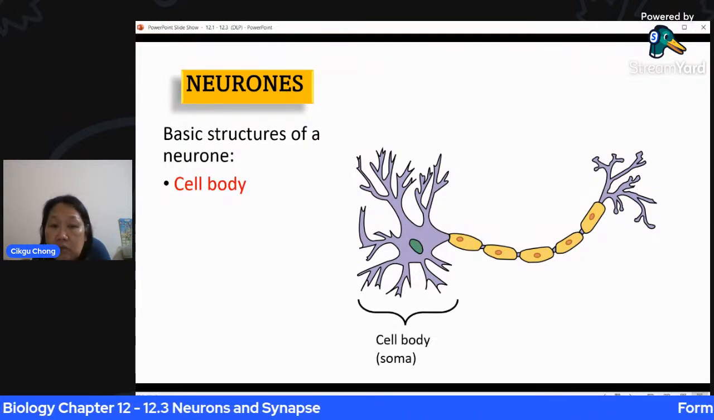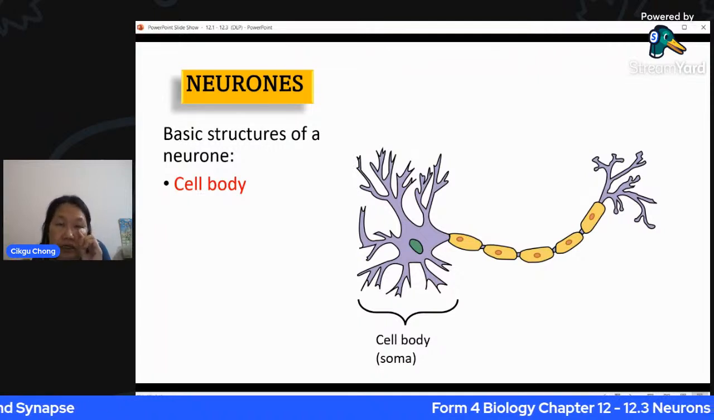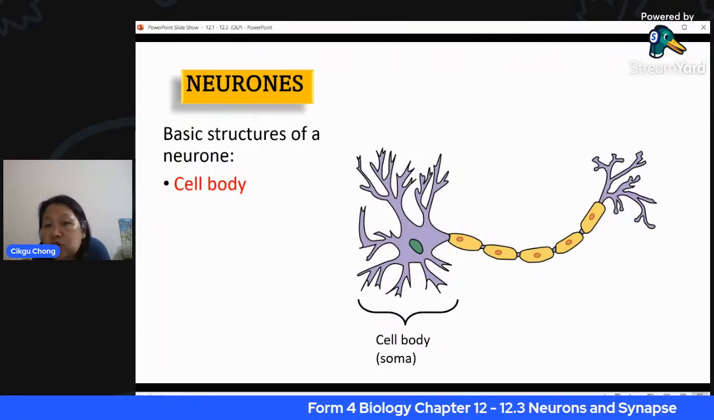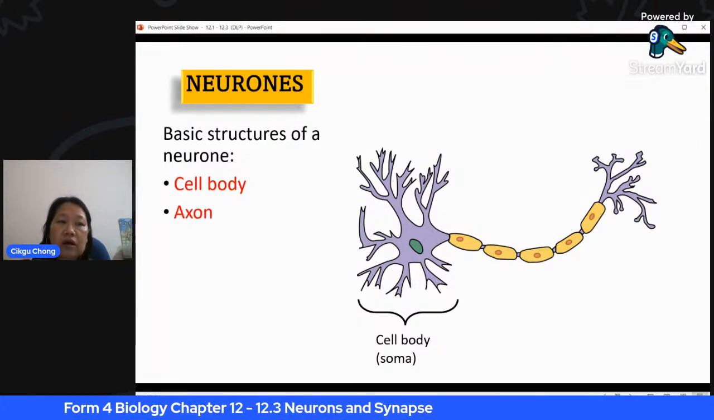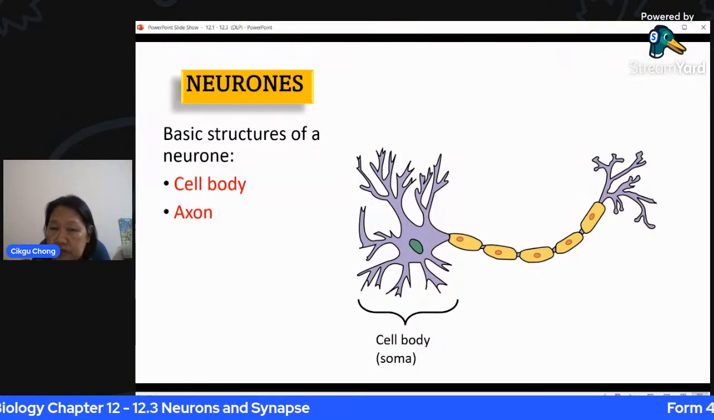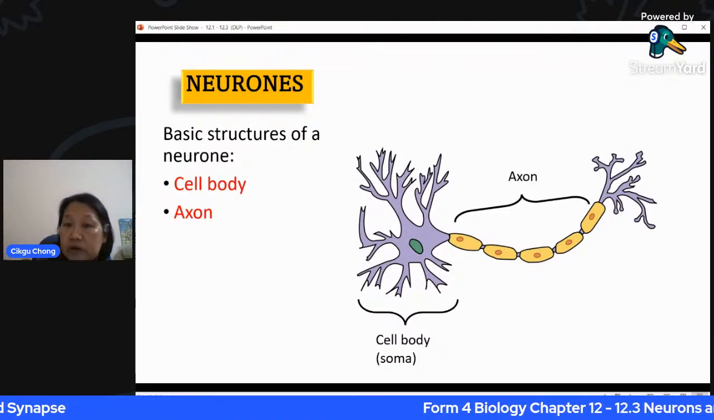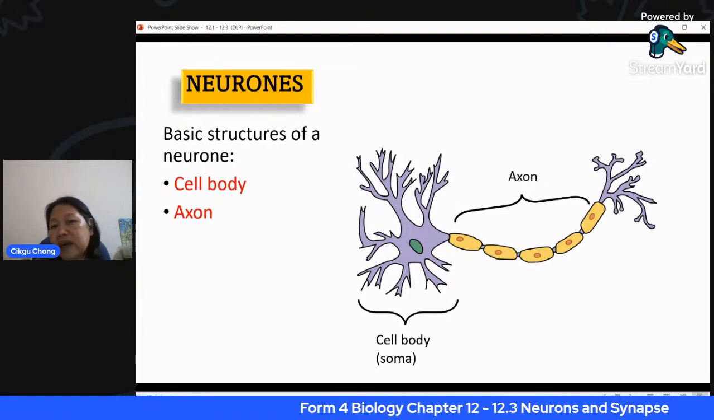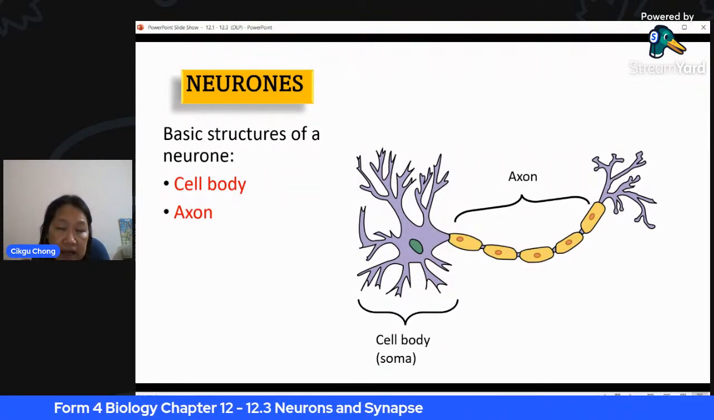So this is the cell body, which is also known as soma. Soma is the cell body, right? And you'll see the nucleus inside, and the cytoplasm. Axon: an axon is a long projection from the cell body. From the cell body, there's one end that projects out, very long, and you call this the axon.